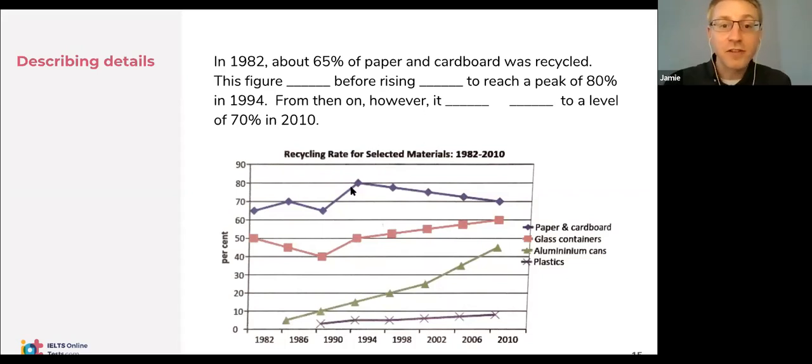Thank you, Rafati. Rania, rising sharply would be fine here. Rising sharply to reach a peak of 80% in 1994. From then on, however, it declined to a level of 70% in 2010. So what did it do from 1990 to 2010? It went down. Good. Jahan, excellent.